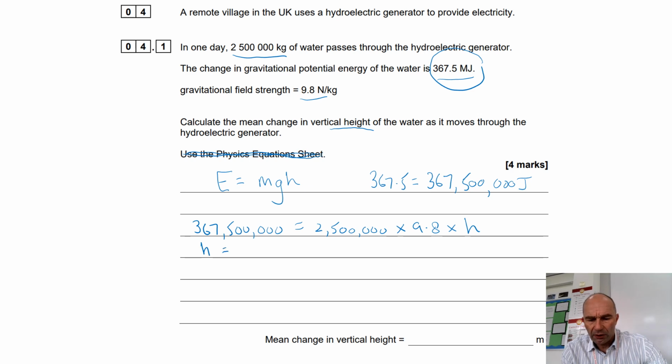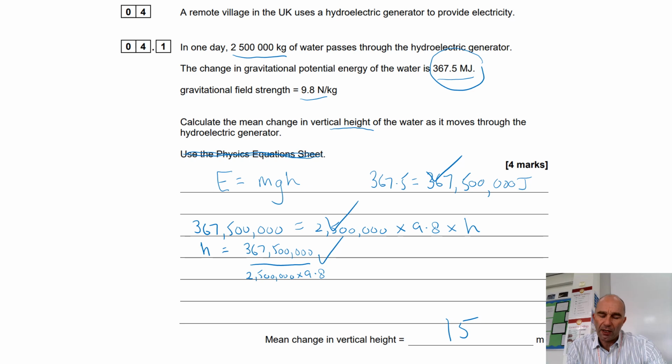The height, therefore, is going to be 367,500,000 divided by our 2.5 million multiplied by 9.8. Now, if you put those numbers in your calculator and you do it correctly, you should come out with a nice round number of 15 meters. So where do we get the 4 marks from? 1 mark for the correct conversion, 2nd mark for substituting numbers in, 3rd mark for making the height the subject of the formula, and then the 4th mark for getting the answer correct.